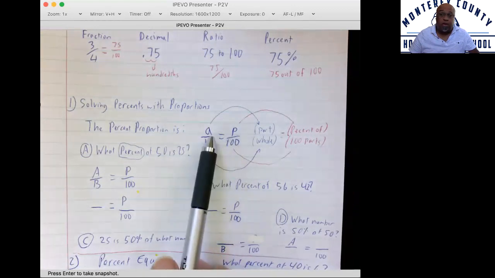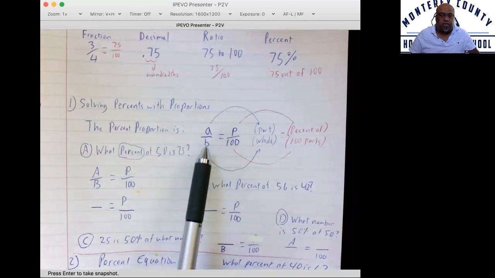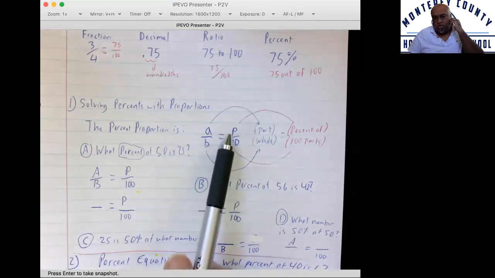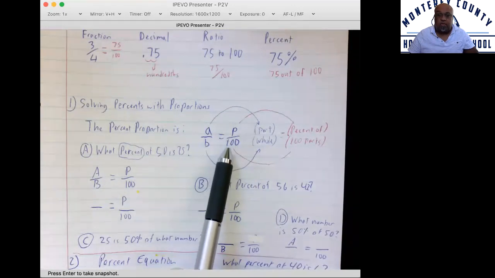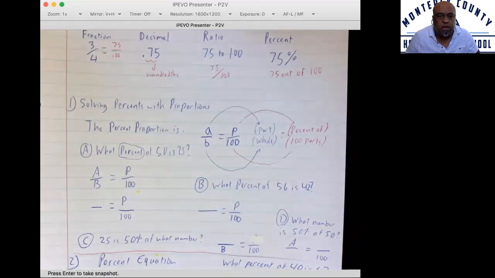A can be part of any number. B is the number that A is a part of. P can only be part of 100, and 100, of course, is just the number that we use for percent, so it's automatically going to be 100 in this formula. Okay, so let's go ahead and do some problems.